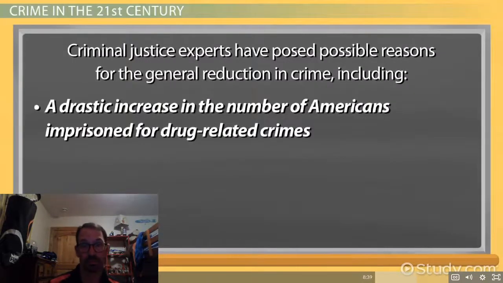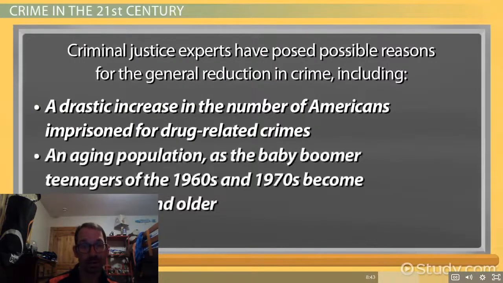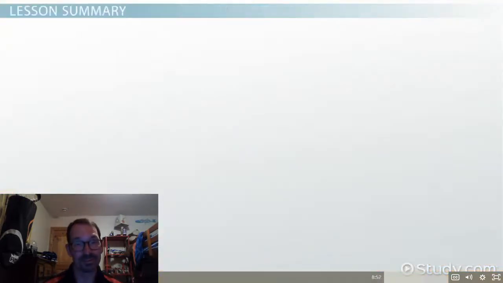A drastic increase in the number of Americans imprisoned for drug-related crimes. Notice, more people in jail, fewer people to commit crimes. And an aging population as the baby boomer teenagers of the 1960s and 1970s become middle-aged and older. This idea is going to lead to the fact that there's less crime, because older people don't commit crimes.